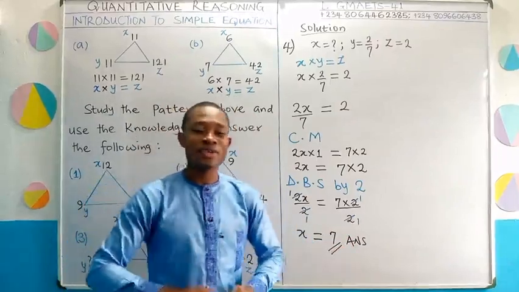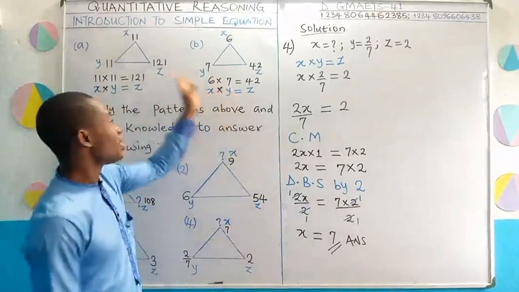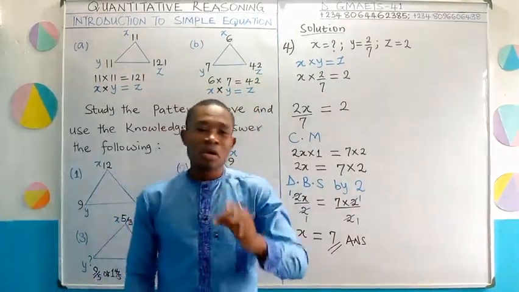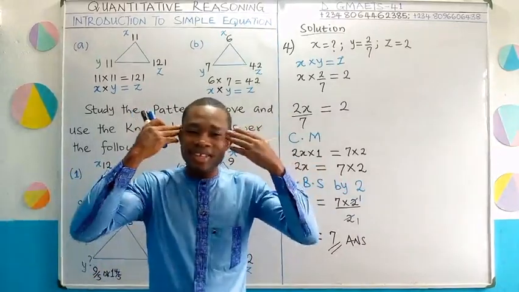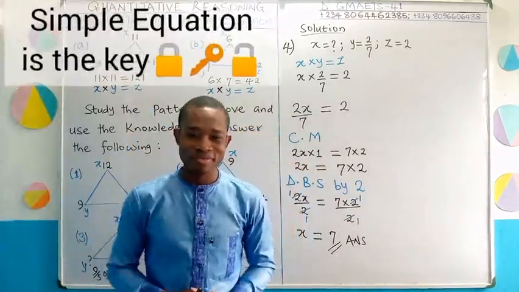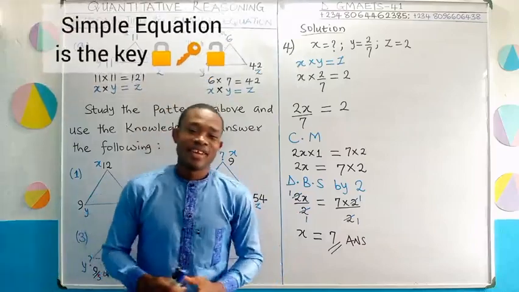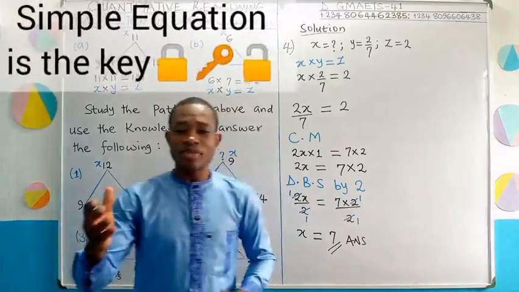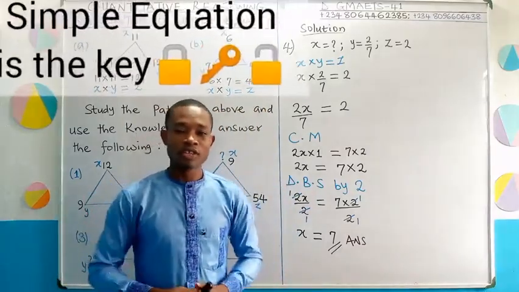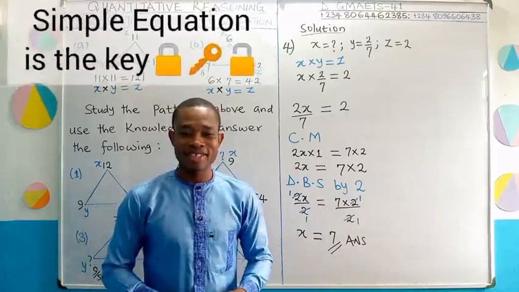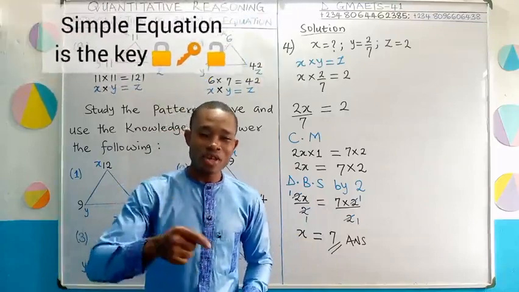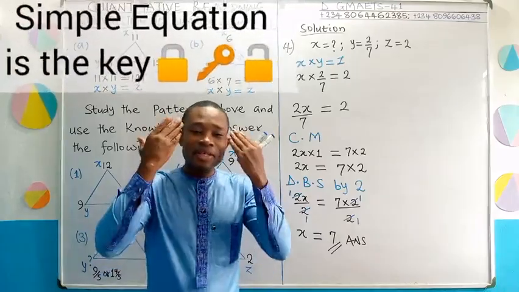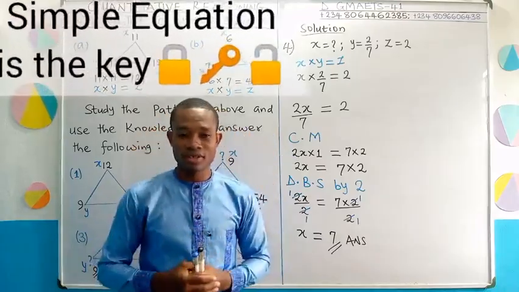So you see how I use this formula. After studying this pattern, I used this formula to solve all 4 questions. All I needed was just the knowledge of simple equation. In our class today, you have learned about dividing both sides by the coefficient of the unknown. You've learned about cross multiplication. Please watch and rewatch this video again so that the knowledge of simple equations you've learned will be there in your memory.